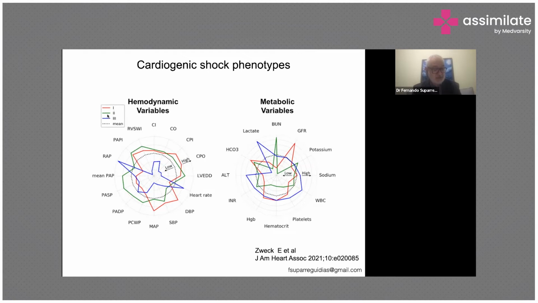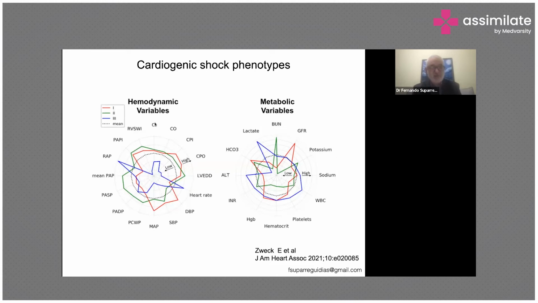In green, the patients who present in a cardiorenal profile, cardiorenal phenotype. And you can see these patients present a high pulmonary systolic pressure, diastolic, and pulmonary capillary wedge pressure. And finally, patients in blue present, I think, the more severe phenotype of cardiogenic shock.